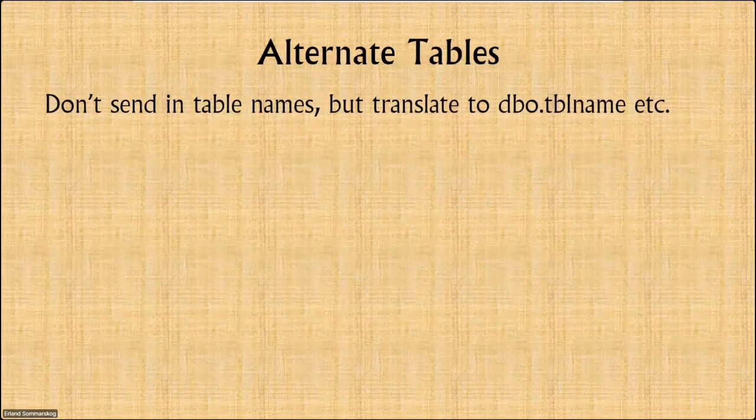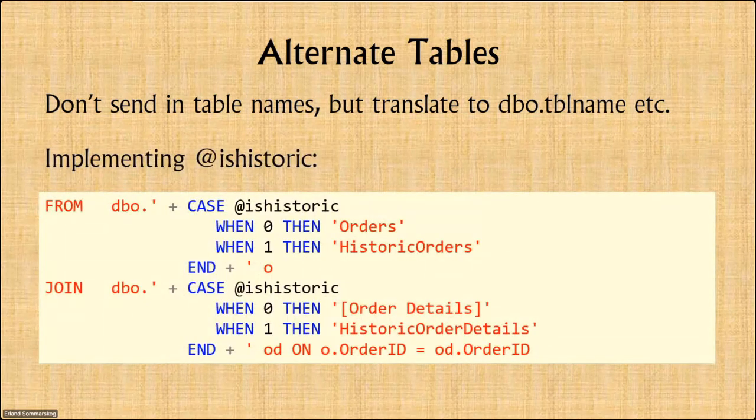Alternate tables, again, don't stick in table names, don't do that, but rather have something that translates to a name. So, for example, we have this @historic, and I can do the same thing here. But instead of the union, I'm just building the string differently. @historic, when 0, then Orders. When 1, HistoricOrders. And this is not too difficult to do.